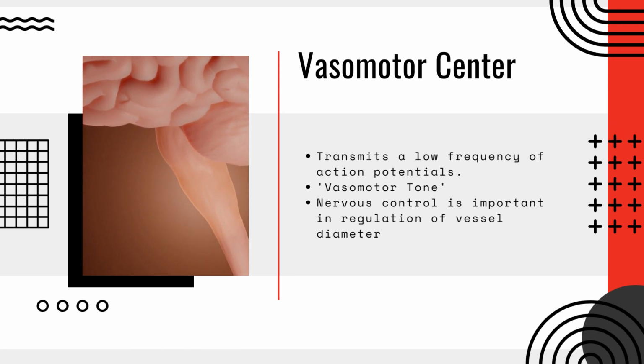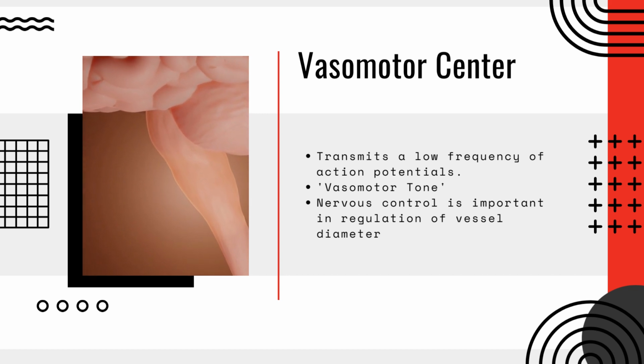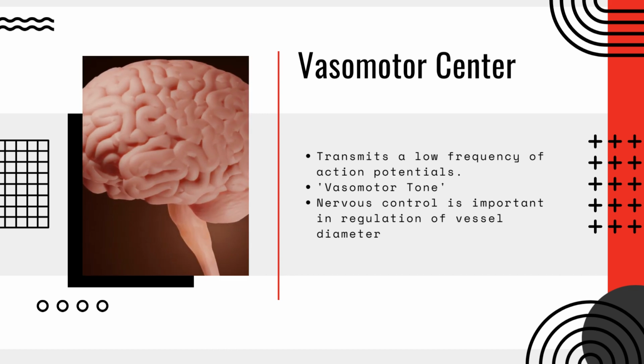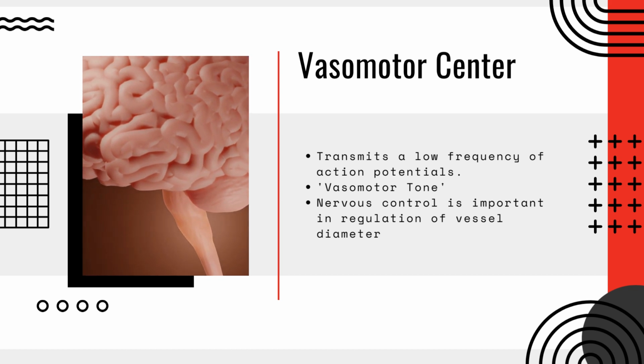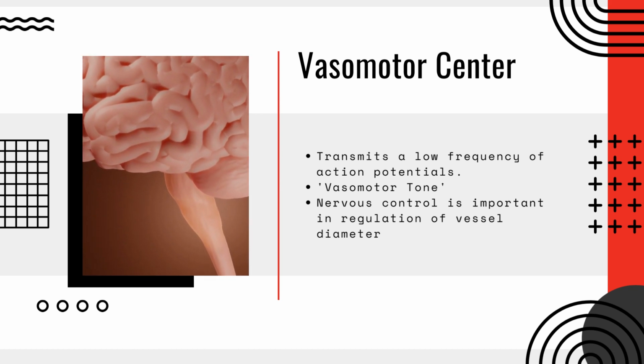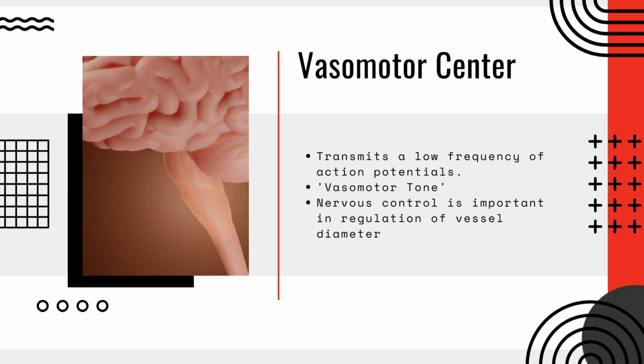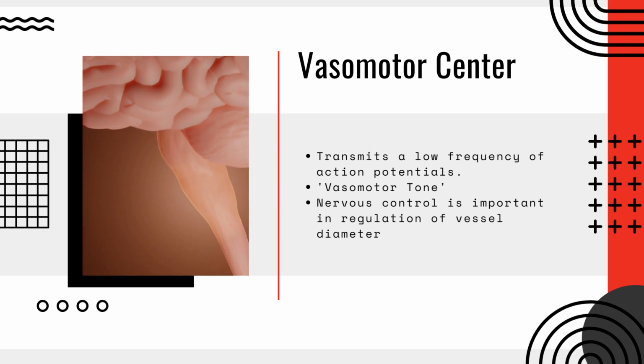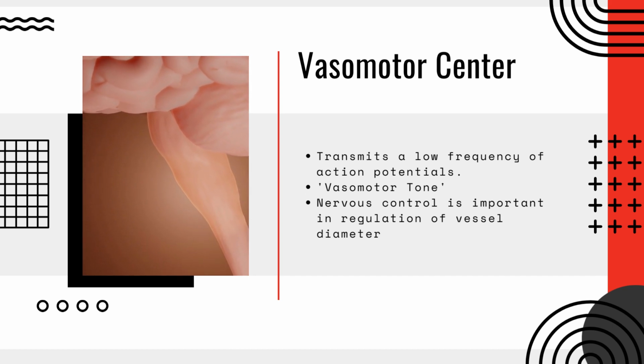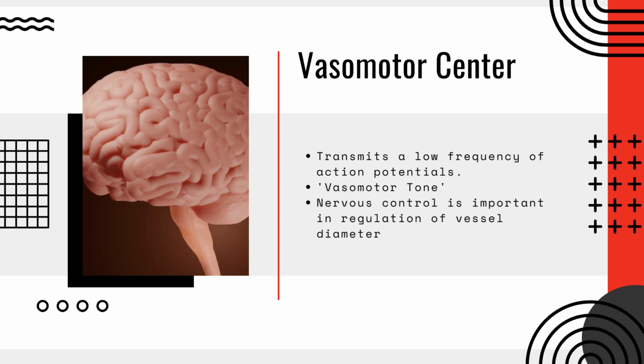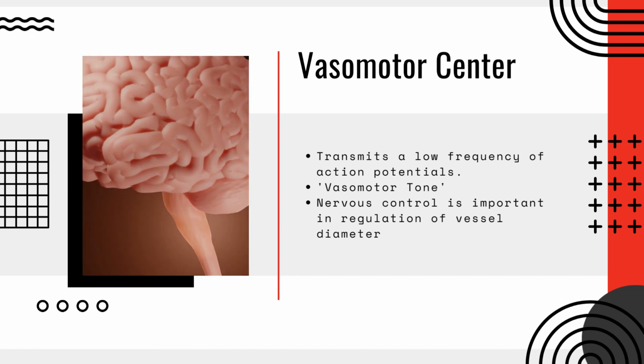An increase in vasomotor tone causes blood vessels to constrict further and blood pressure to increase. A decrease in vasomotor tone causes blood vessels to dilate and blood pressure to decrease. Nervous control of blood vessel diameter is an important way that blood pressure is regulated.